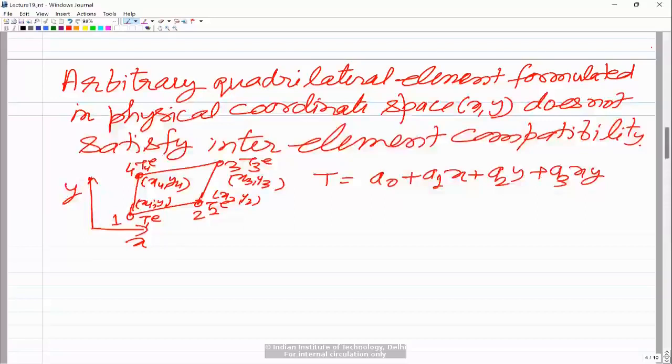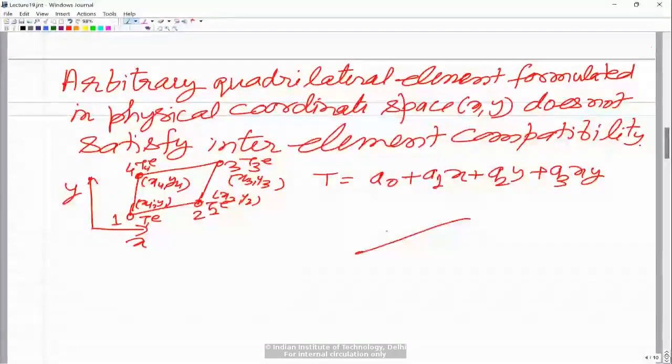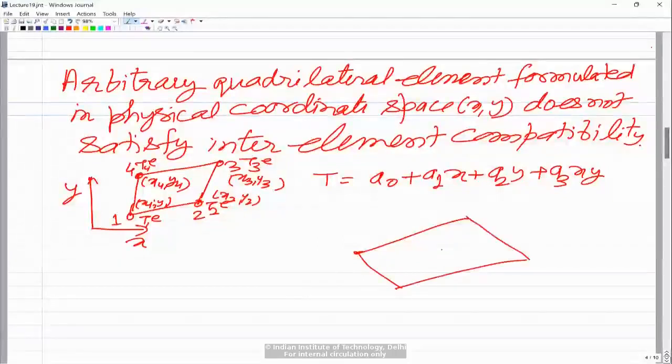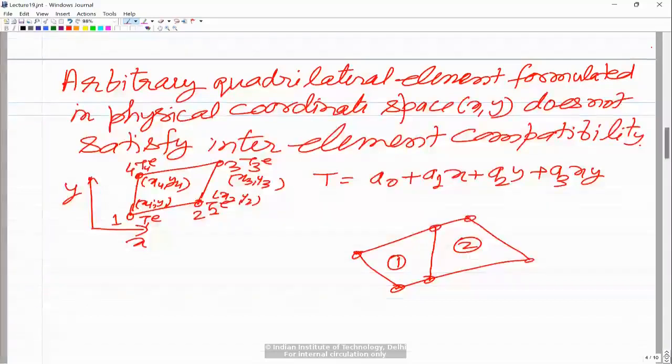Now the compatibility condition is, let us say that we have a domain, and let us say we discretize this using two elements. These are arbitrary quadrilaterals. So this is element 1, this is element 2, and these are the nodes. I'm just taking an example to demonstrate how inter-element compatibility is not satisfied. So let us say this common edge is AB. AB is the common edge, as you see over here.